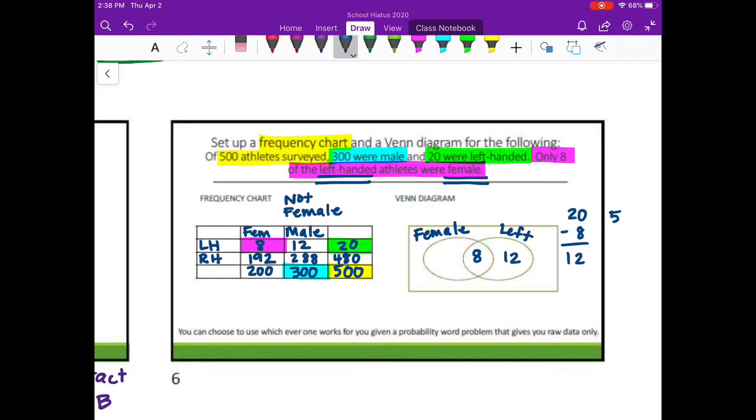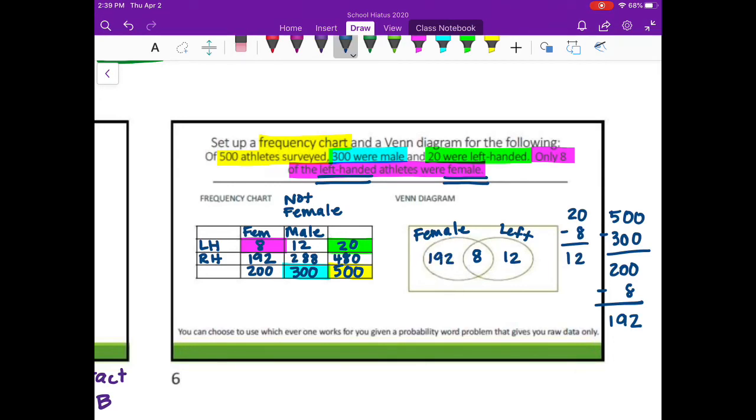Next, I knew that my total number of athletes was 500, and 300 of them are male. So outside of this female group, 300 are male. So that means that 200 are female. I'll subtract the 8 that are in the overlap to get 192.